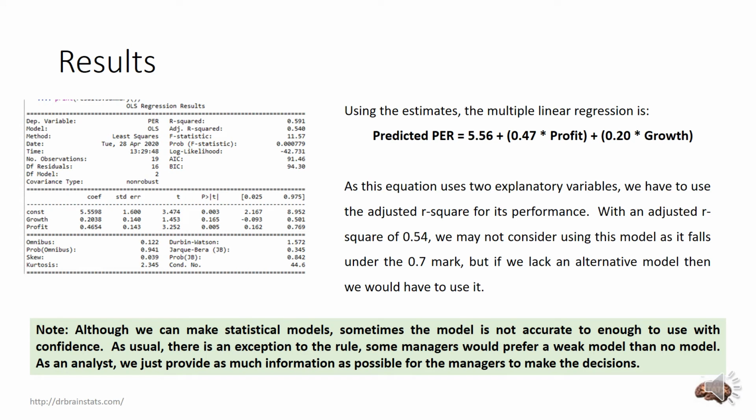These are the results. Using estimates, the multiple linear regression is as shown. As this equation uses two explanatory variables, we have to use adjusted R-squared for its performance. With adjusted R-squared of 0.54, we may need to consider not using this model as it falls below the 0.7 mark. But if we lack an alternative model, then we'd have to use it.